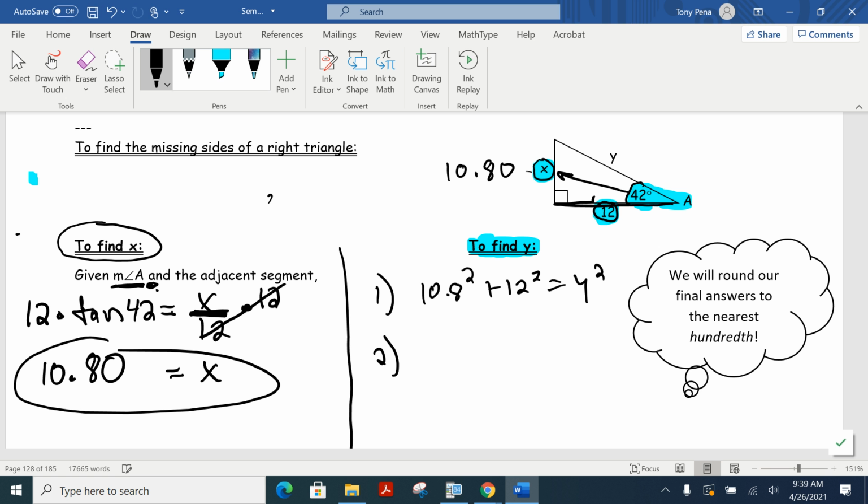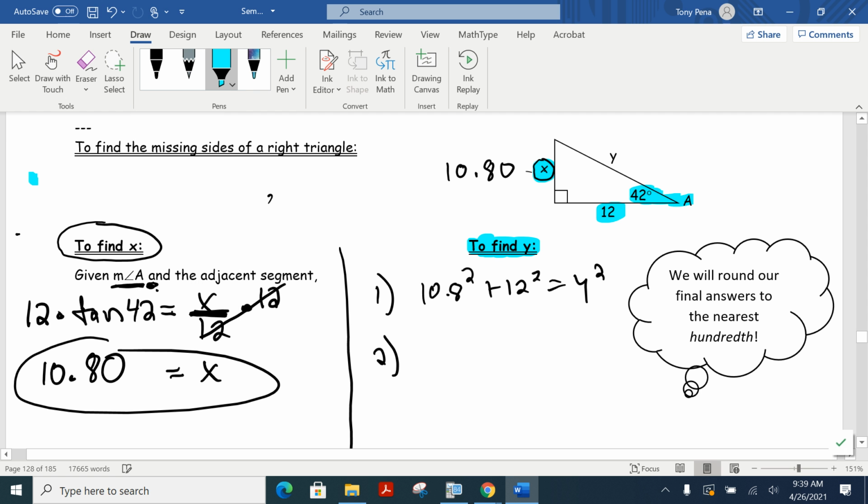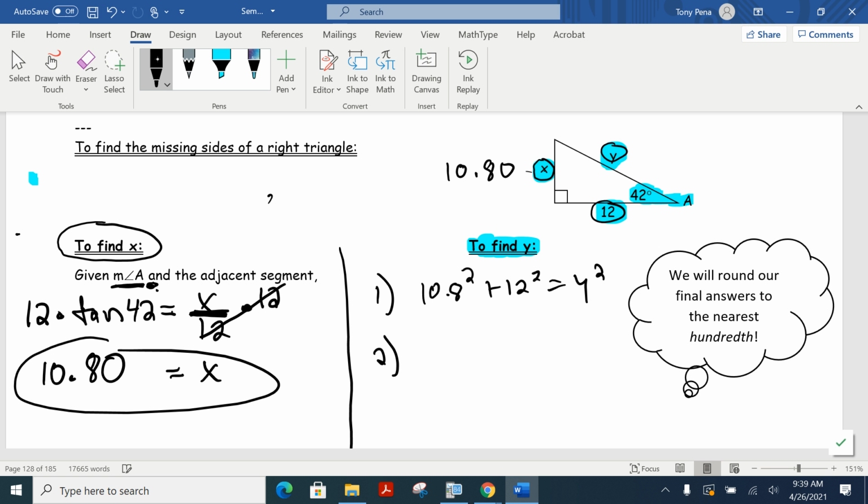But just to make sure we understand how to set up these other options, we still have two more. Let's start with what we were given. Angle A is 42 degrees, and we knew the side 12. If I know this angle is 42 degrees, this side is 12, and I now want y, think about how 12 and y relate to this angle. Isn't 12 the adjacent side, and isn't y your hypotenuse? So think about adjacent over hypotenuse.